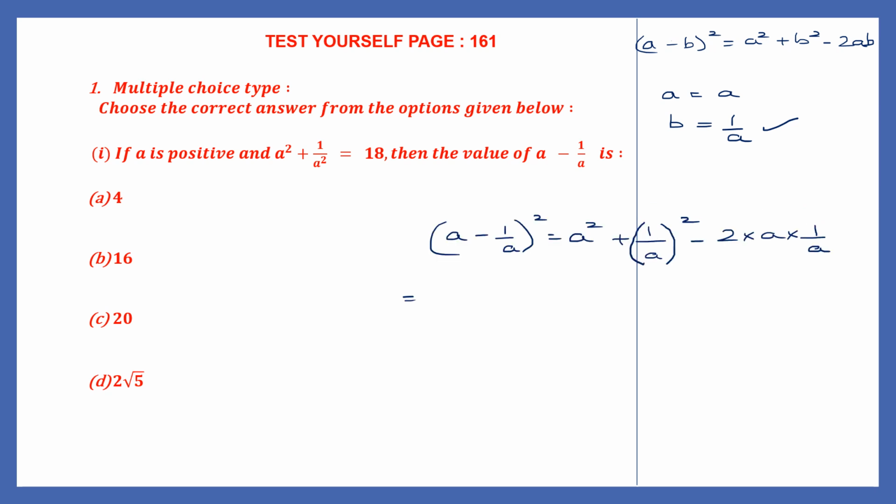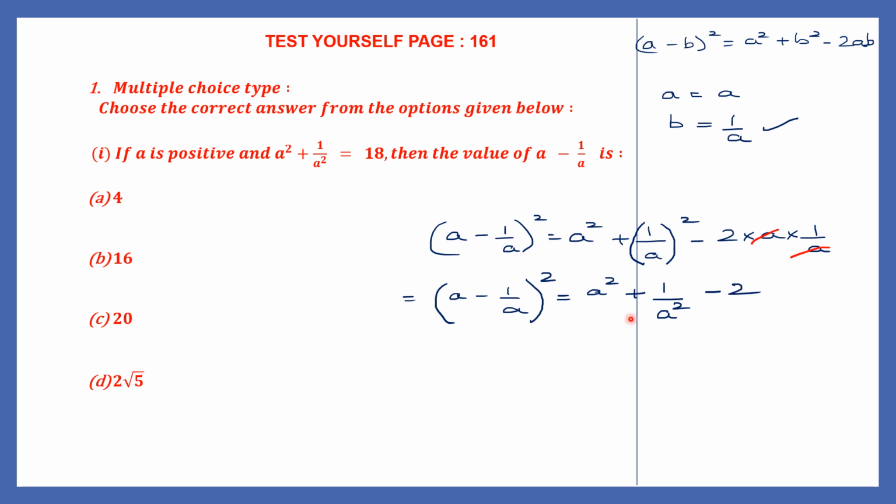Now let's simplify this further. So this will be a minus 1 by a the whole square. We're going to leave it as it is. We're going to simplify the other part. So this is a square plus 1 by a square. That is 1 square, which is 1, and a will be a square minus. Now let's cancel. I can cancel these two. So here it becomes minus 2.